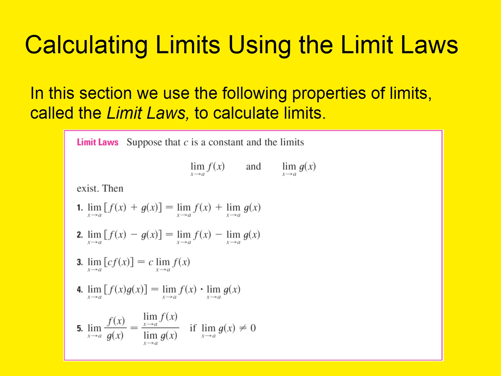Now, we're going to suppose that c is a constant and that these limits exist: the limit as x goes to a of f of x and the limit as x goes to a of g of x. Then we have these 5 limit laws. They have to do with finding the limit of some combination of functions arranged in a certain way in terms of simpler limits.